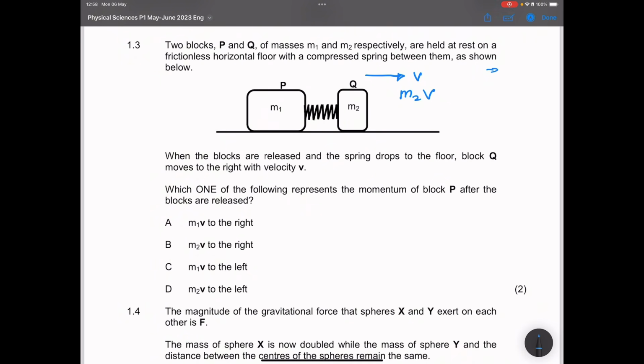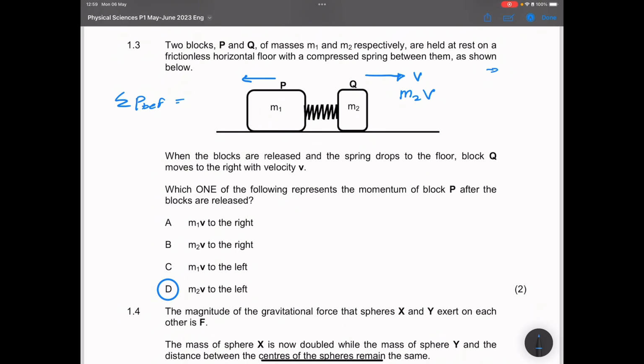Remember that because their initial momentum was 0, the sum of their momenta before was equal to 0. And remember that will be equal to the sum of their momentum after, so that would be 0. As a result, the momentum of P will be equal in magnitude to the momentum of Q afterwards. So if I were to measure the momentum there, it should also be equal to M2V, but in this case, it should be to the left. So I'm going to choose B, which is M2V to the left. I'm going to choose that answer over there.